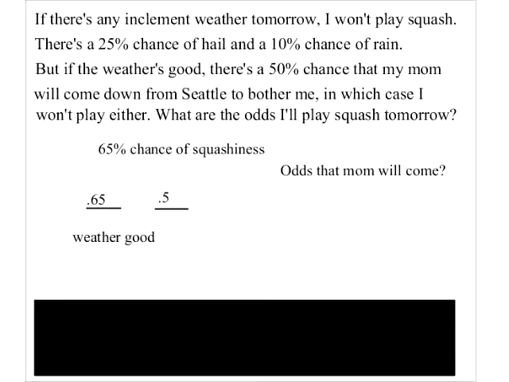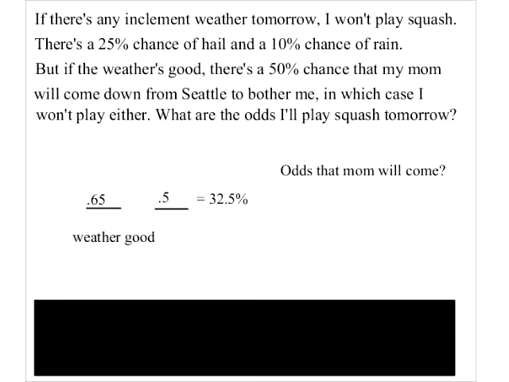Yeah, it's 32.5%. Right? It's half of this. And again, if you need to work out why, we're just doing 1/2 times 0.65, which would be 0.325, which translates to 32.5%. So there's a 32.5% chance that the mom will come anyway. And in addition, there is now a 32.5% chance that squash will get played.